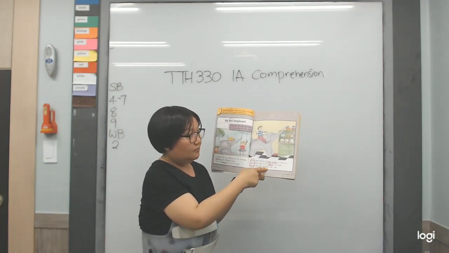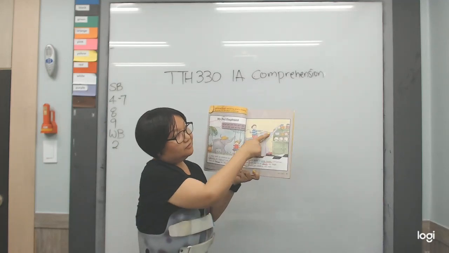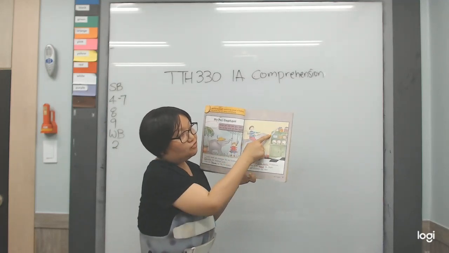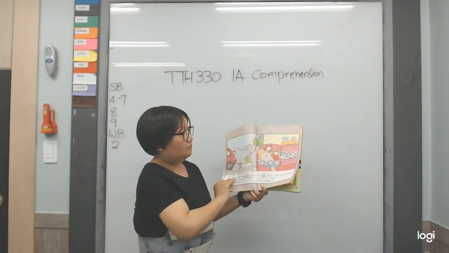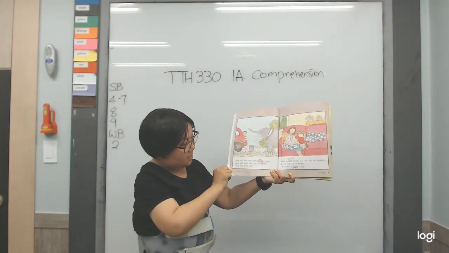So do you see this elephant? Elephant is reaching, using the trunk to get the cookies. Alright? Okay, let's go to the next page.